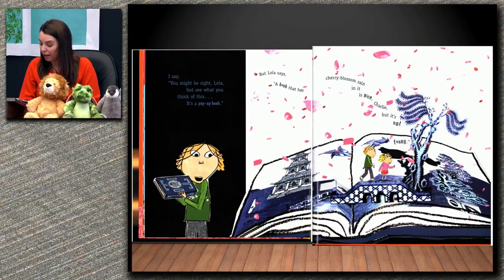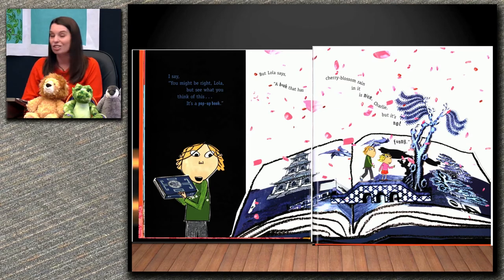I say, you might be right, Lola, but see what you think of this. It's a pop-up book. But Lola says, a book that has cherry blossom rain in it is nice, Charlie, but it's not funny.